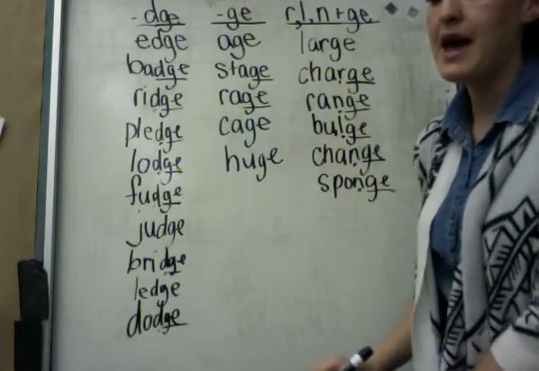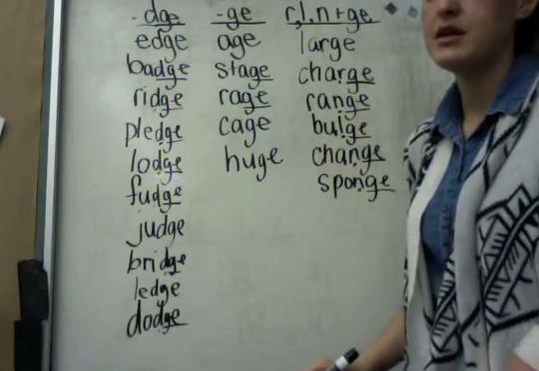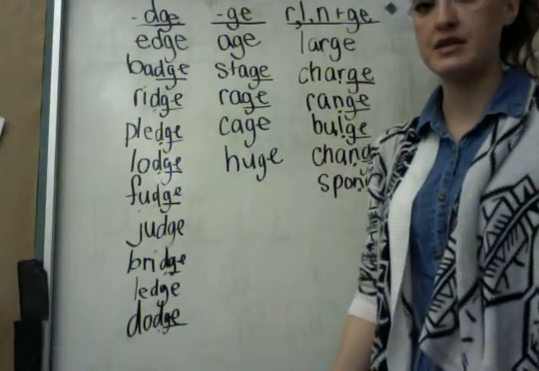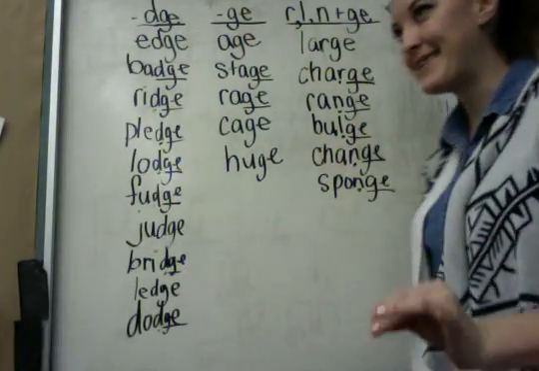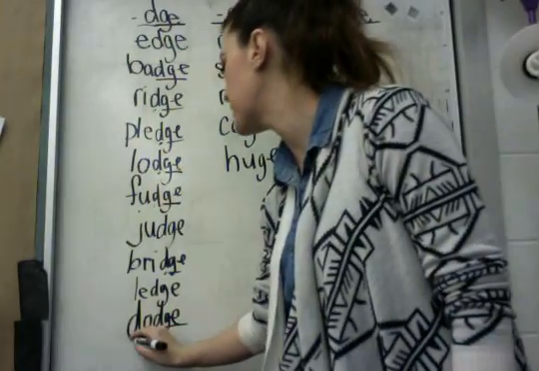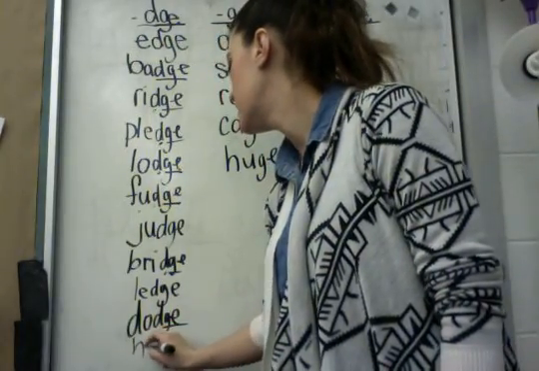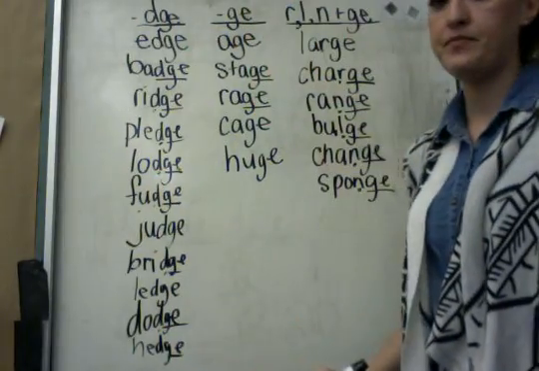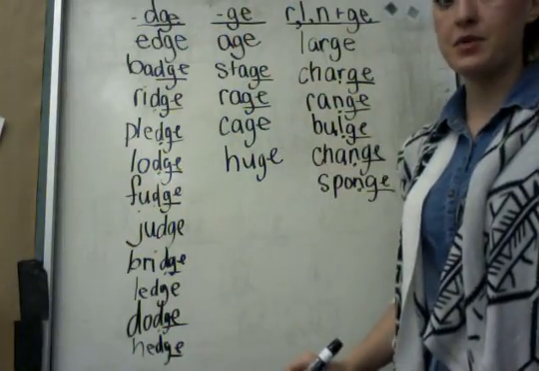Our next word is the word hedge. A hedge is kind of like when you hedge your bushes outside to make it look nice in front of the house. Hedge has that D in front of the G-E, so we are going to say right that under our first column. Edge. Hedge.